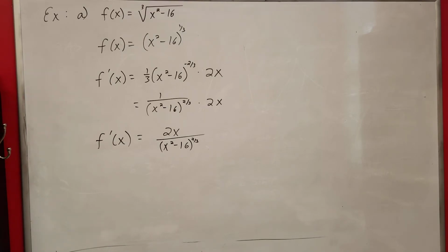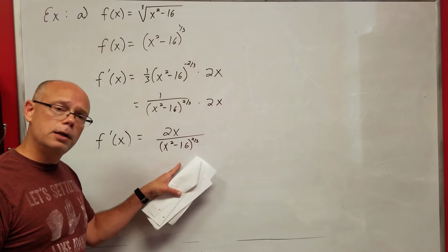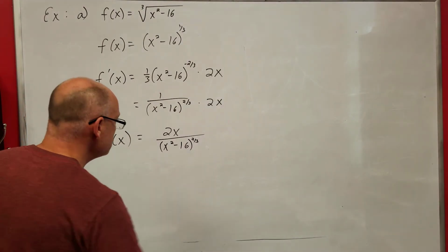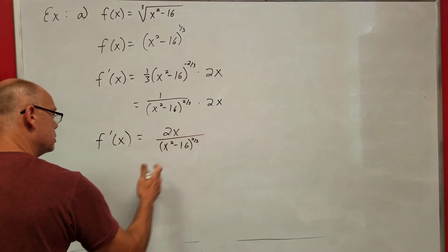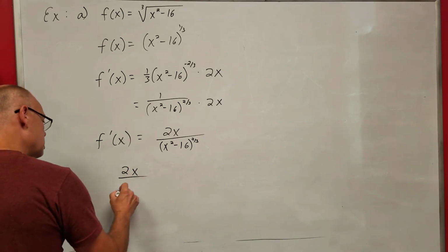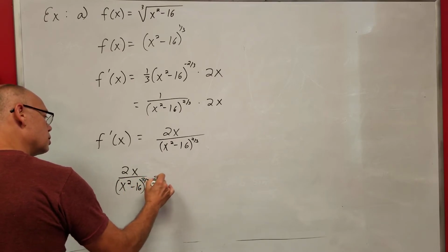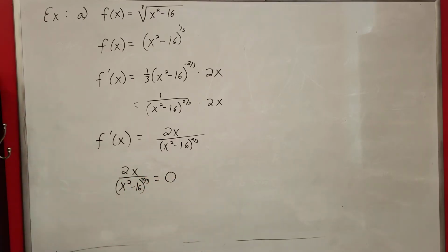Now, what do we want to do? We want to find where my derivative is equal to 0 and where it's undefined. So let's find out where this derivative is equal to 0. So let's take this derivative, set it equal to 0. 2x over x squared minus 16 to the 2/3, we're going to set equal to 0 and solve.